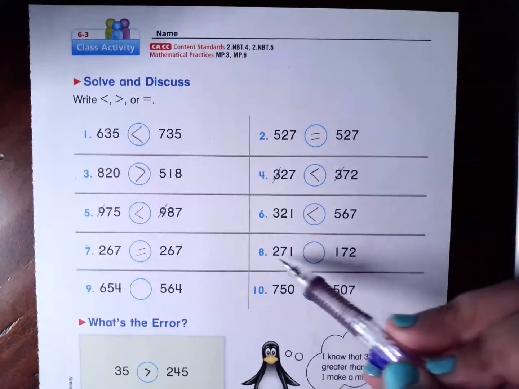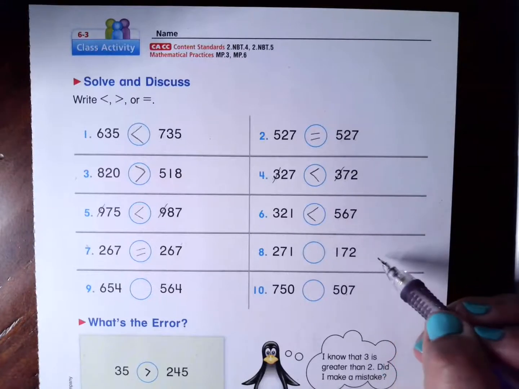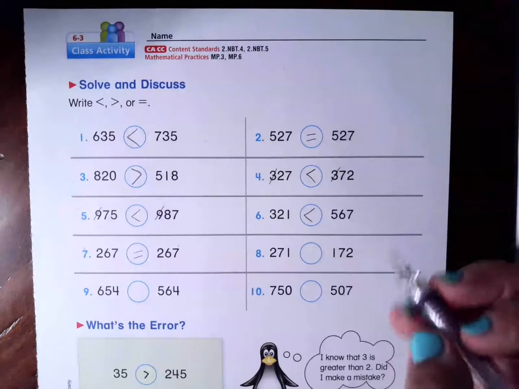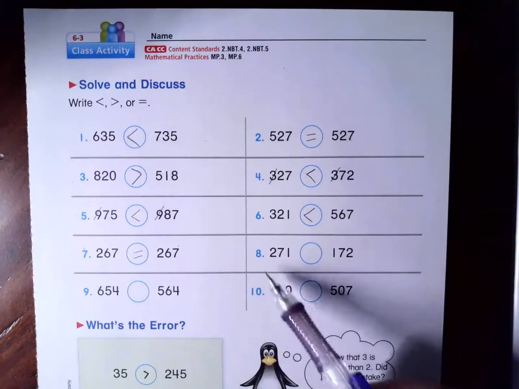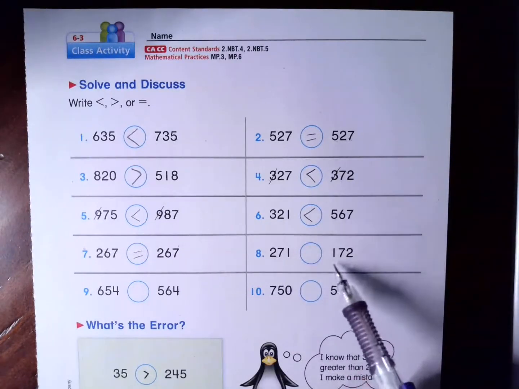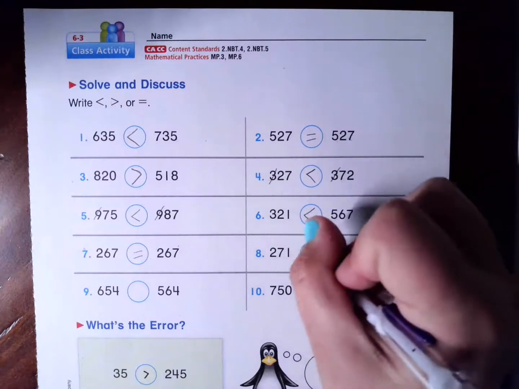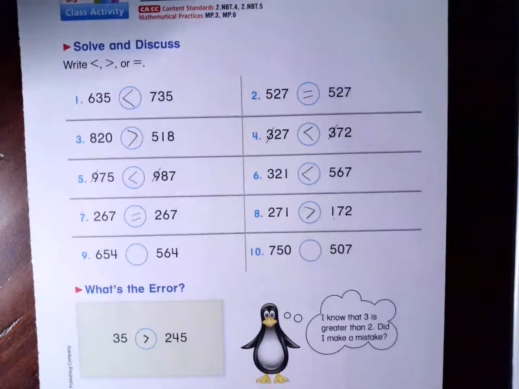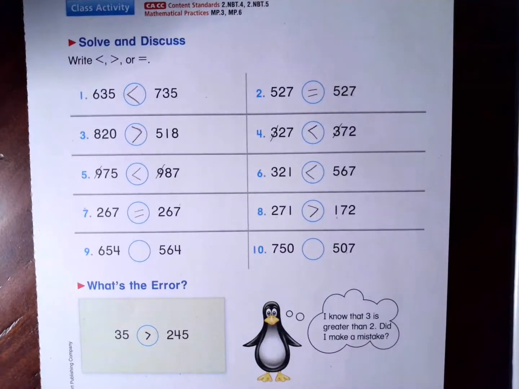Number 8, we have 271 versus 172. They're trying to trick you by switching around the numbers, but you can't be tricked. I know it. So we have a 2 versus a 1, and that means that the 2 is greater. 271 is greater than 172. Please pause the video and try the last two on your own.